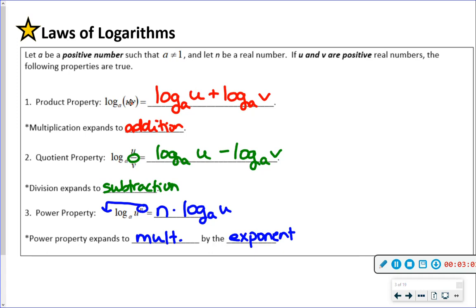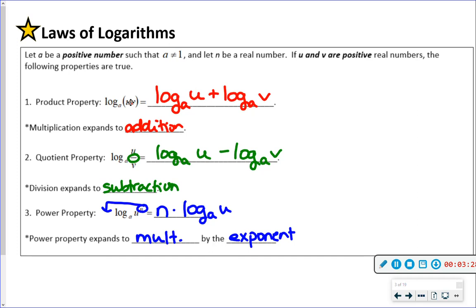So these are the 3 properties we're going to start practicing today. Again, they're important when we start solving equations. So product expands to addition, quotient to subtraction, and a power can be dropped in the front to multiplication. And we're going to go the opposite way, meaning maybe we're going to have 2 logs subtracted. I'm going to condense it to 1 log divided, or 2 logs added. I'm going to condense to 1 log multiplied.